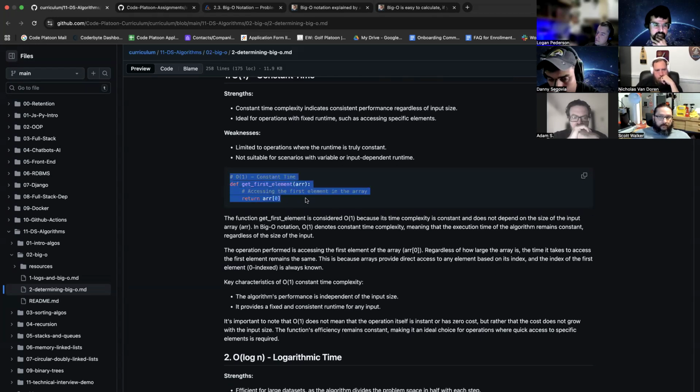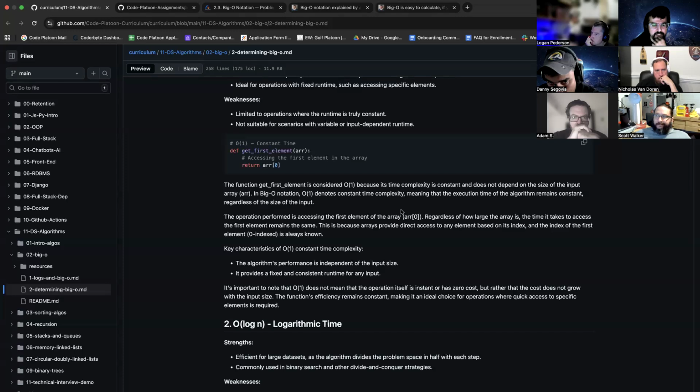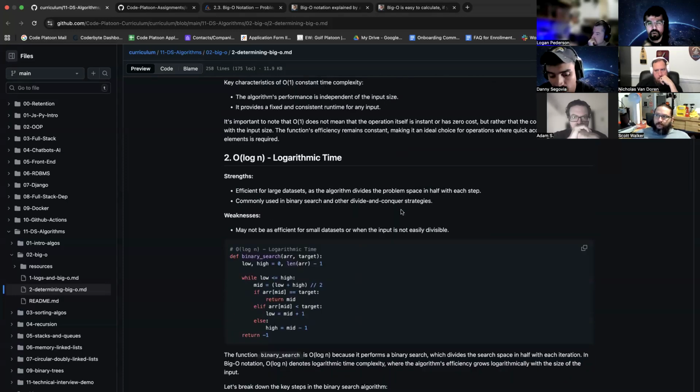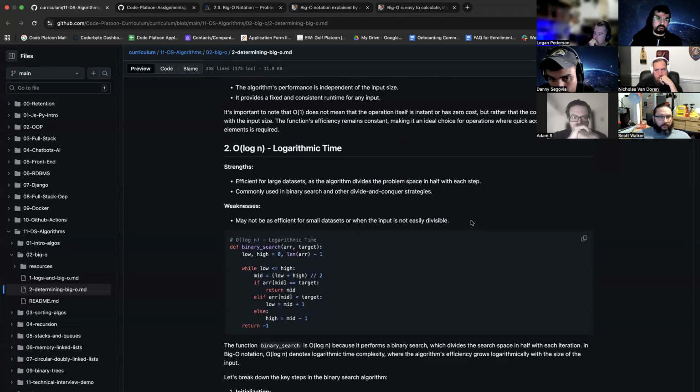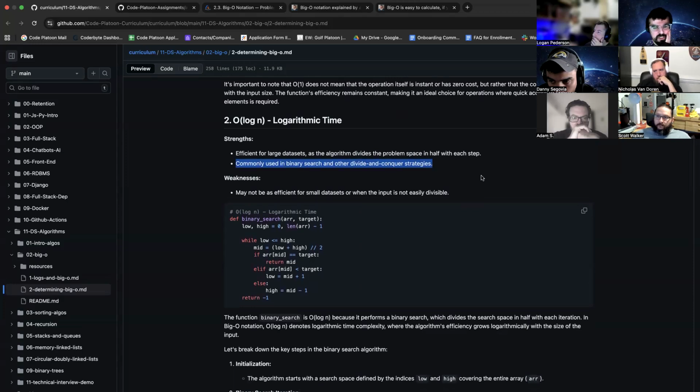Accessing information in constant time. This you index, but you can think of a key value pair in a dictionary. Same thing. So this function just grabs that specific index. Pretty simple. O of log n, logarithmic time, efficient for large data sets. As the algorithm divides the problem space in half with each step, commonly used in binary search and other divide and conquer. It's not a strategy, it's an algorithm, but yes, other divide and conquer algorithms. Weaknesses: may not be efficient for small data sets or when the input is not easily divisible.